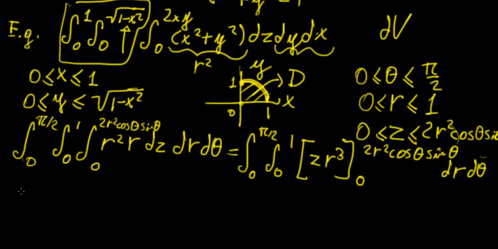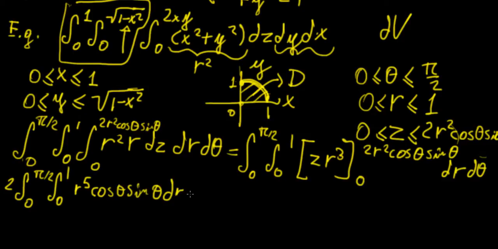Now with this, we're going to write 0 to pi on 2, 0 to 1. We're going to substitute this into z. So I'm going to put the 2 outside. This r squared is going to multiply that r cubed, so that's going to become r to the power 5. And then we're going to have this element, cosine theta sine theta. And we're going to integrate with respect to r now.